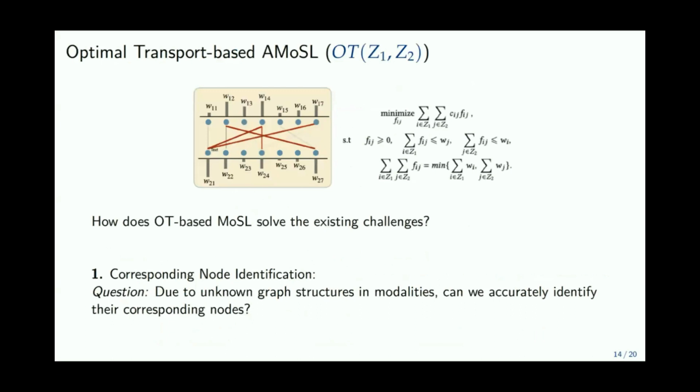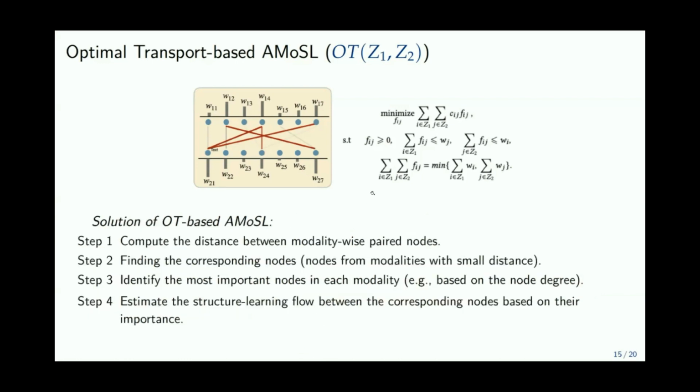Next, we're gonna give more details about how to compute the optimal transport between the two modalities. So we probably have a few questions of why we're using optimal transport and how it can solve the challenges in multi-view graph neural networks. So the first one is corresponding node identification. The question is, due to the unknown graph structure in each modality, can we accurately identify the corresponding nodes? The answer is yes, our optimal transport based AMoSL achieves this by conducting a 4-step computation.